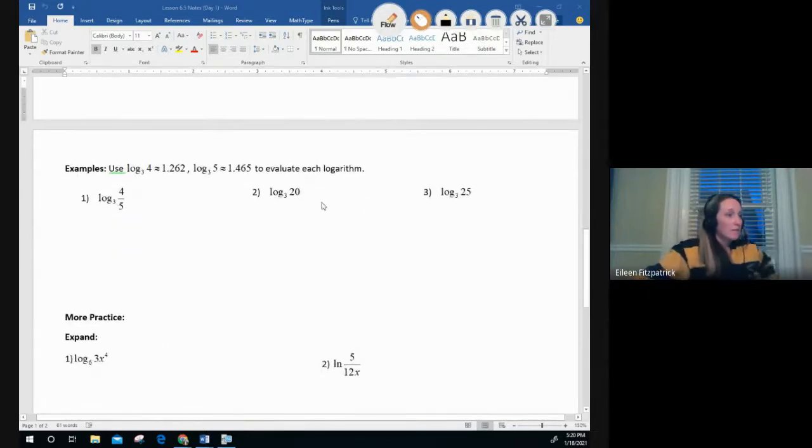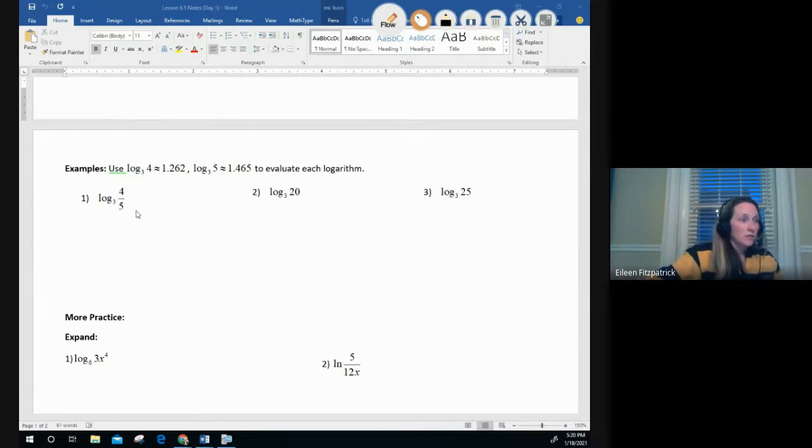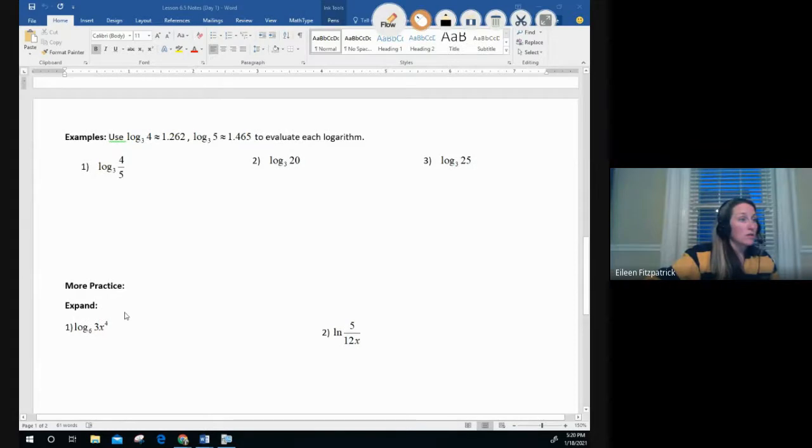Okay, so now it says use log base 3 of 4 is approximately 1.262 and log base 3 of 5 is approximately 1.465 to evaluate each logarithm. All right, so for these, you're going to expand and then substitute. So what I mean by that is since I know division pairs with subtraction, I can rewrite this as log base 3 of 4 minus log base 3 of 5.